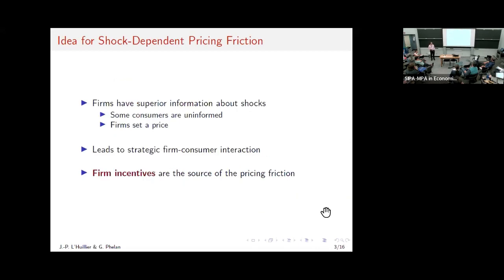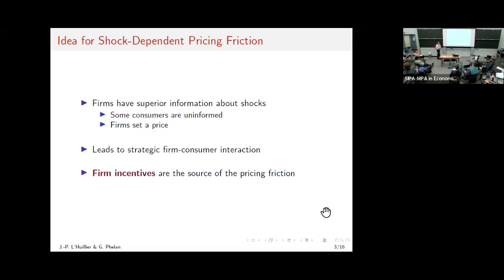Okay, so let me tell you a little bit more about this idea for the shock-dependent pricing friction. In the model we're going to consider, firms are going to have superior information about the aggregate shocks buffeting the economy. Among consumers, some are going to be uninformed. To clarify, we don't need all consumers to be uninformed. We can have some consumers being informed, but we want a fraction of the consumers not to be informed about the aggregate shocks. And the firm is going to be setting a price. It's going to be a monopolistic firm setting a price. So this situation, in which the firm has superior information on the one hand and at the same time is setting a price, is immediately going to lead to a strategic firm-consumer interaction.